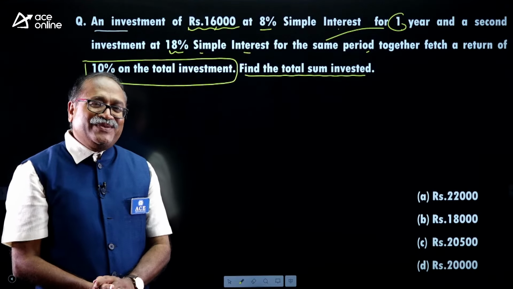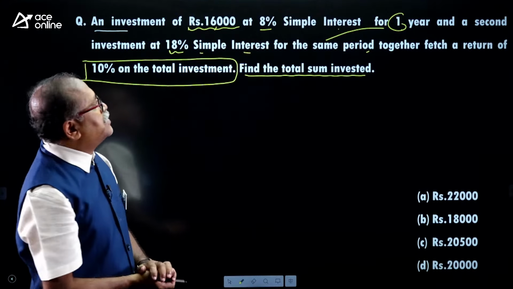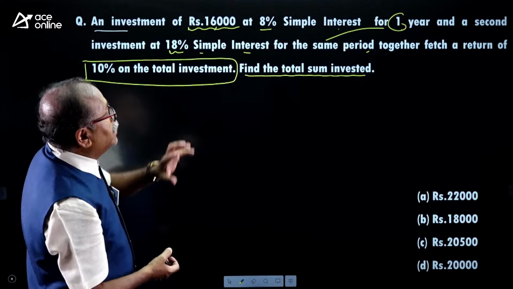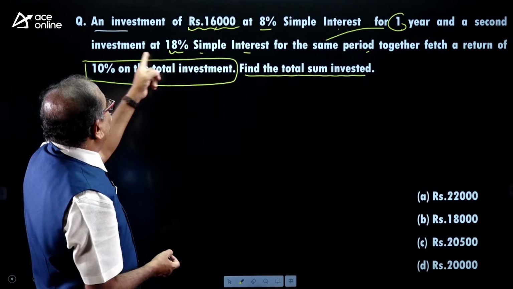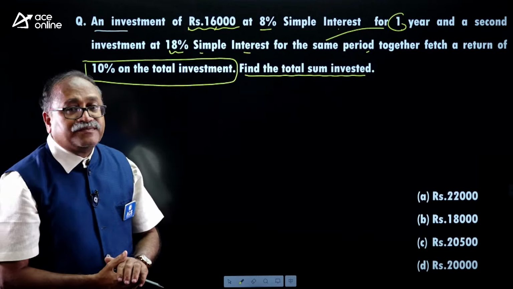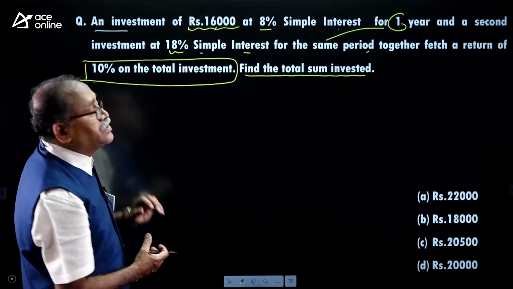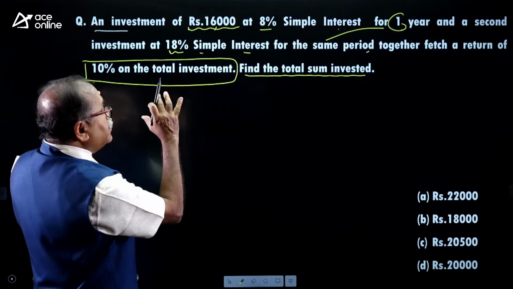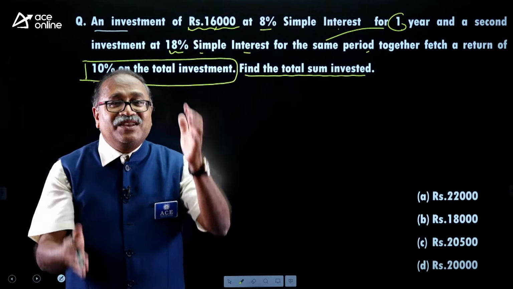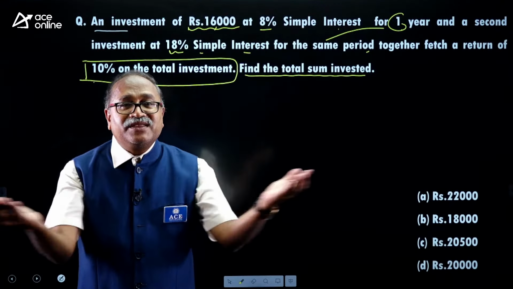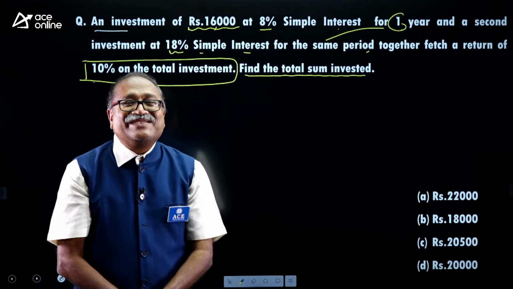Shall I give the clue to you? Now, I know that this is 8%, one sum of money. The second investment is at 18%. And overall, he gets the interest of 10%. So by using these figures, by alligation mixture, I will get the investment ratio. Once you get the investment ratio, you have one investment, you can find out the other investment.